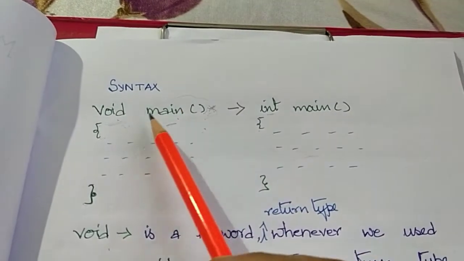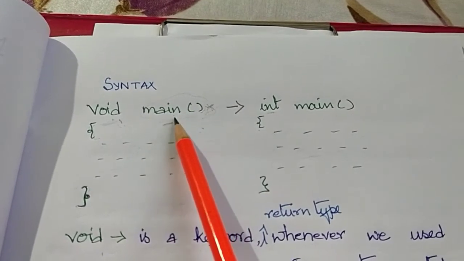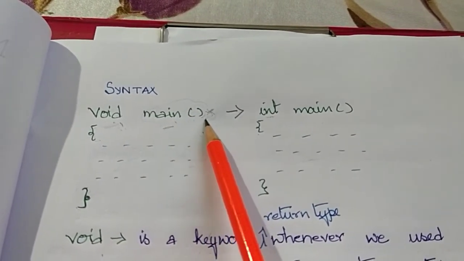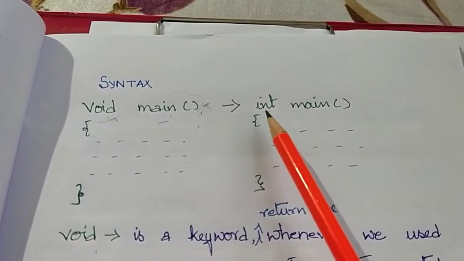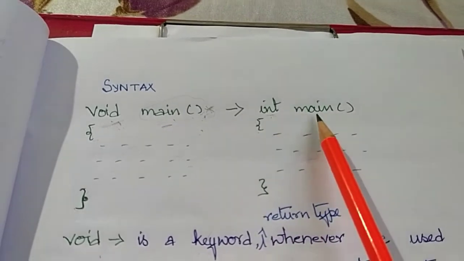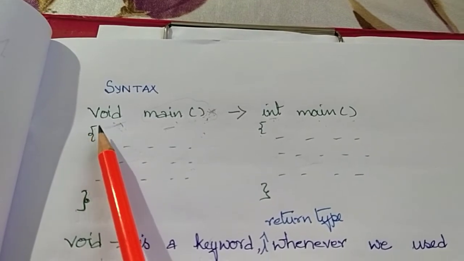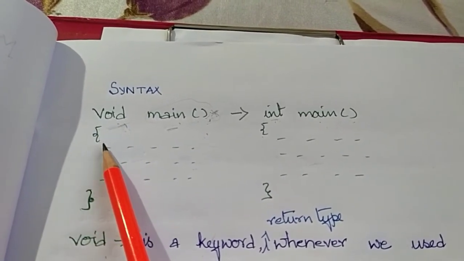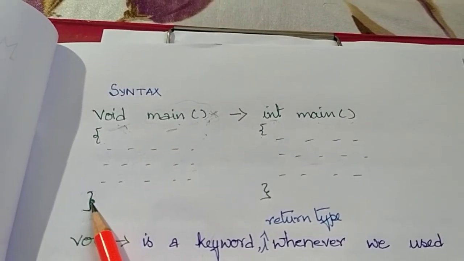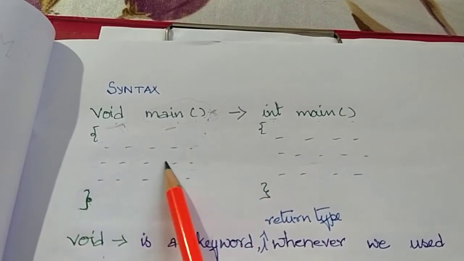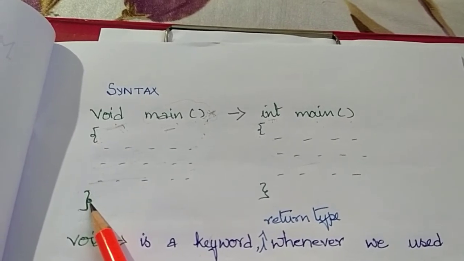Okay, let's see the syntax of the main. First, we have the keyword void, followed by main, then open and close parenthesis. Or instead of the keyword void, you can also use int, then main, open and close parenthesis. All the program code that you need to execute should be inside the open and close curly braces.